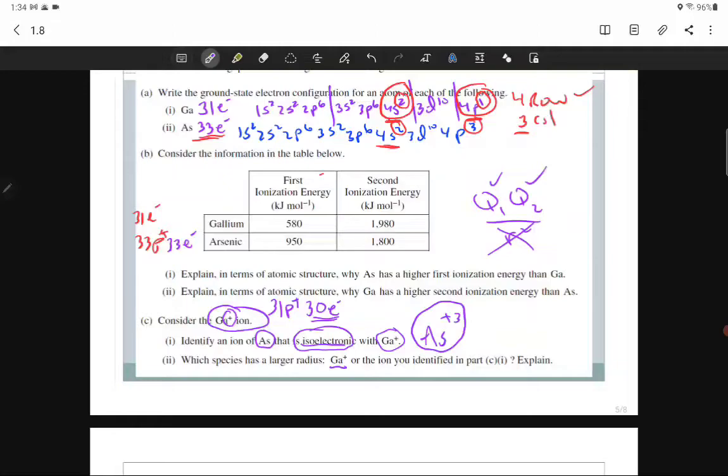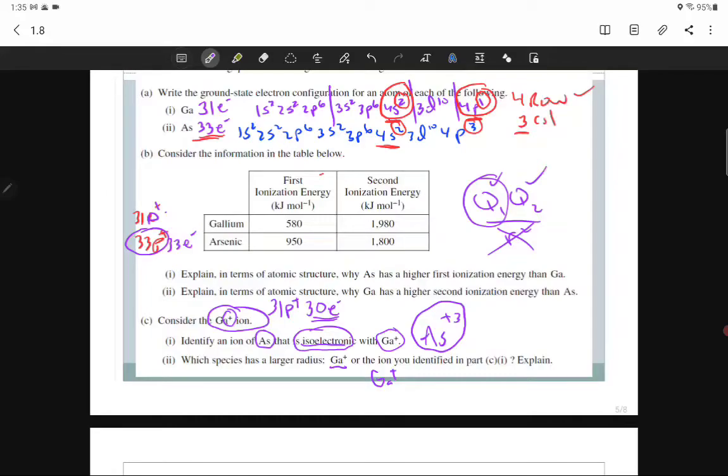And you have 33 protons for arsenic, and 31 protons for gallium. So arsenic has greater nuclear pull, so it should be able to bring those electrons in a little bit closer. Gallium, on the other hand, only has 31, so it should be a little bit bigger. So which one has the largest radii? It would be gallium, and again, it's because of that Q, 31 protons versus 33 protons.